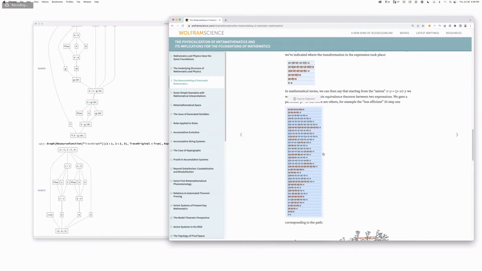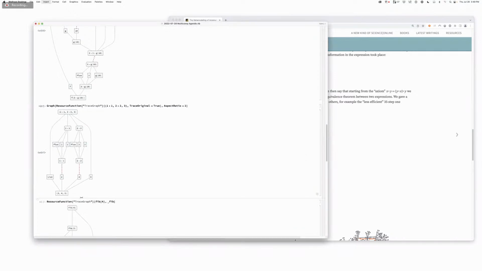Stephen, can you do trace graph of like fold of f comma x comma range of 5?